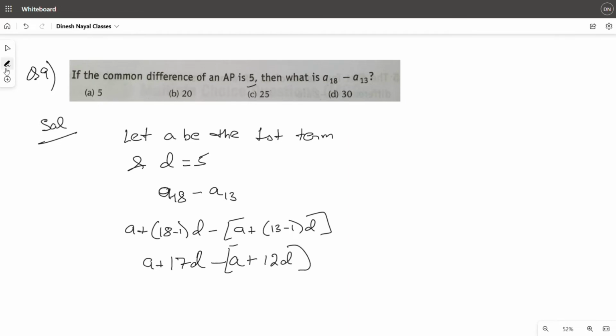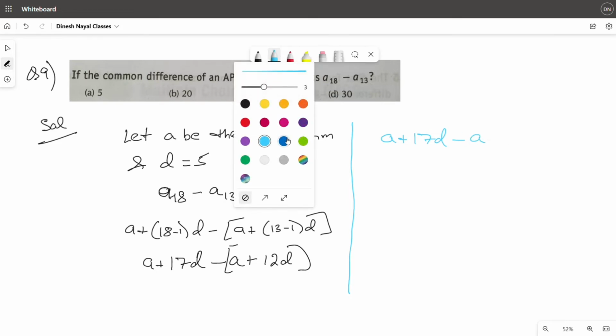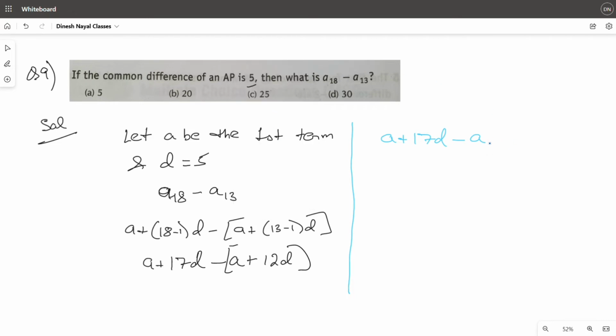Now opening the bracket. Let's write it over here. This is A plus 17D, then minus A, because outside the bracket is minus, so minus A minus 12D. See, A and A get cancelled. 17D minus 12D is 5D, because 17 minus 12 is 5. So this is 5D.